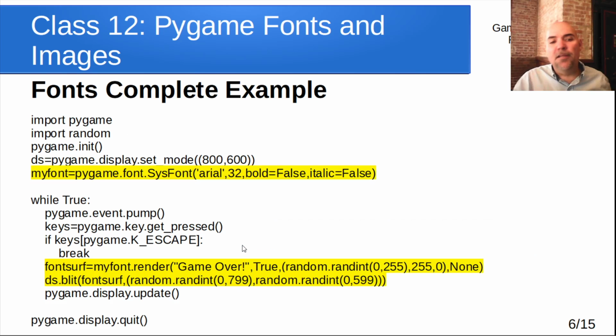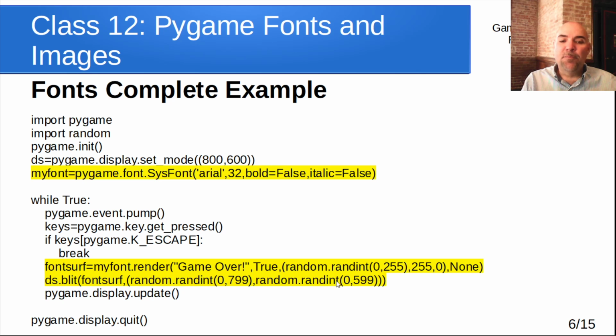All right, so let's look at a complete example. I've used that yellow highlight there to indicate the things that are new or specific to the fonts. So here is step 1, create the font object. And here I called it myfont with no underscore or anything there. And then down here, I render the text. So myfont.render creates the surface. And then I blit that surface onto the display surface with ds.blit.